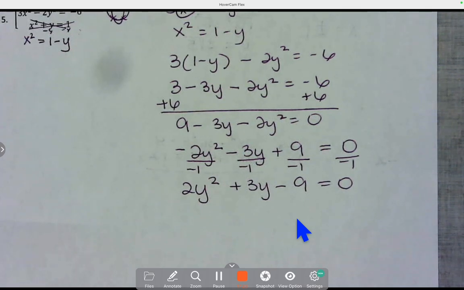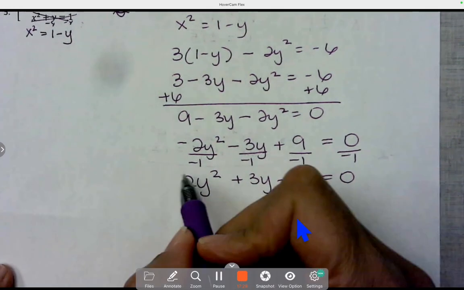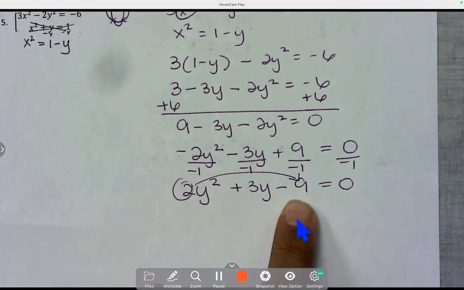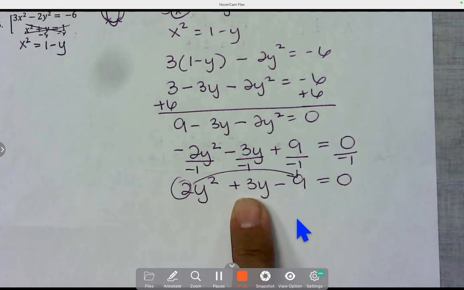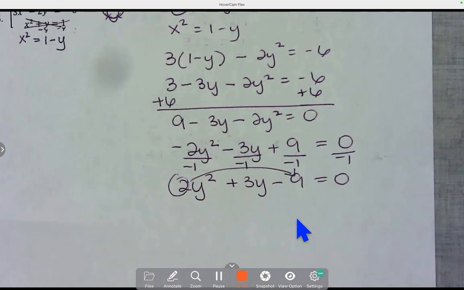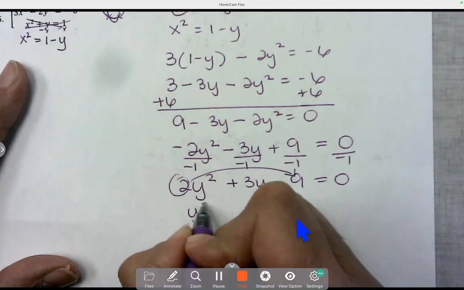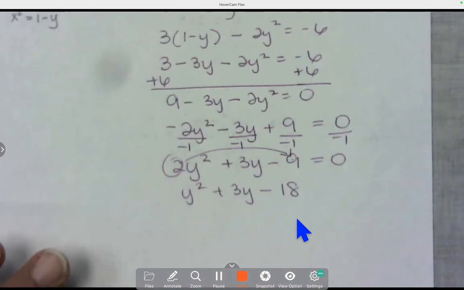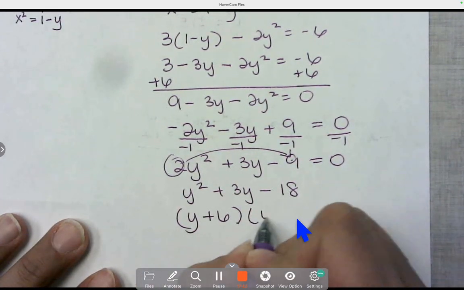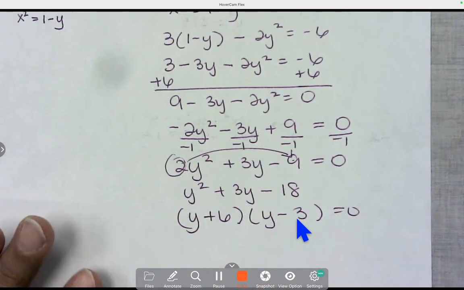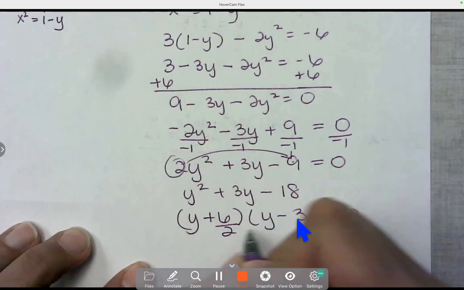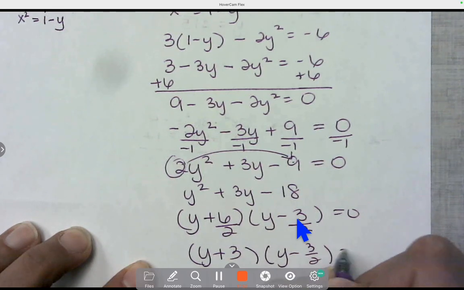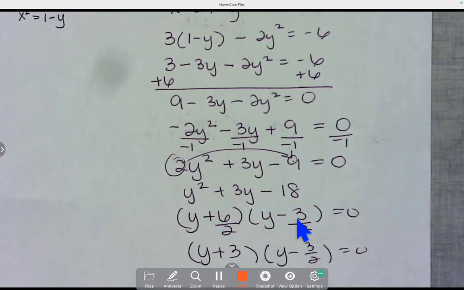All right, so now we're going to do the a times c method here. Does 2 times 9 give me 18? Are there factors of 18 that when I subtract give me 3? Yeah, 6 and 3. It's factorable, so let's factor it. So y squared plus 3y minus 2 times 9 is 18. Let's go ahead and factor it. y plus 6, y minus 3. And then we go back and divide by a. I'm going to leave this as a fraction because I'm solving for y anyway.